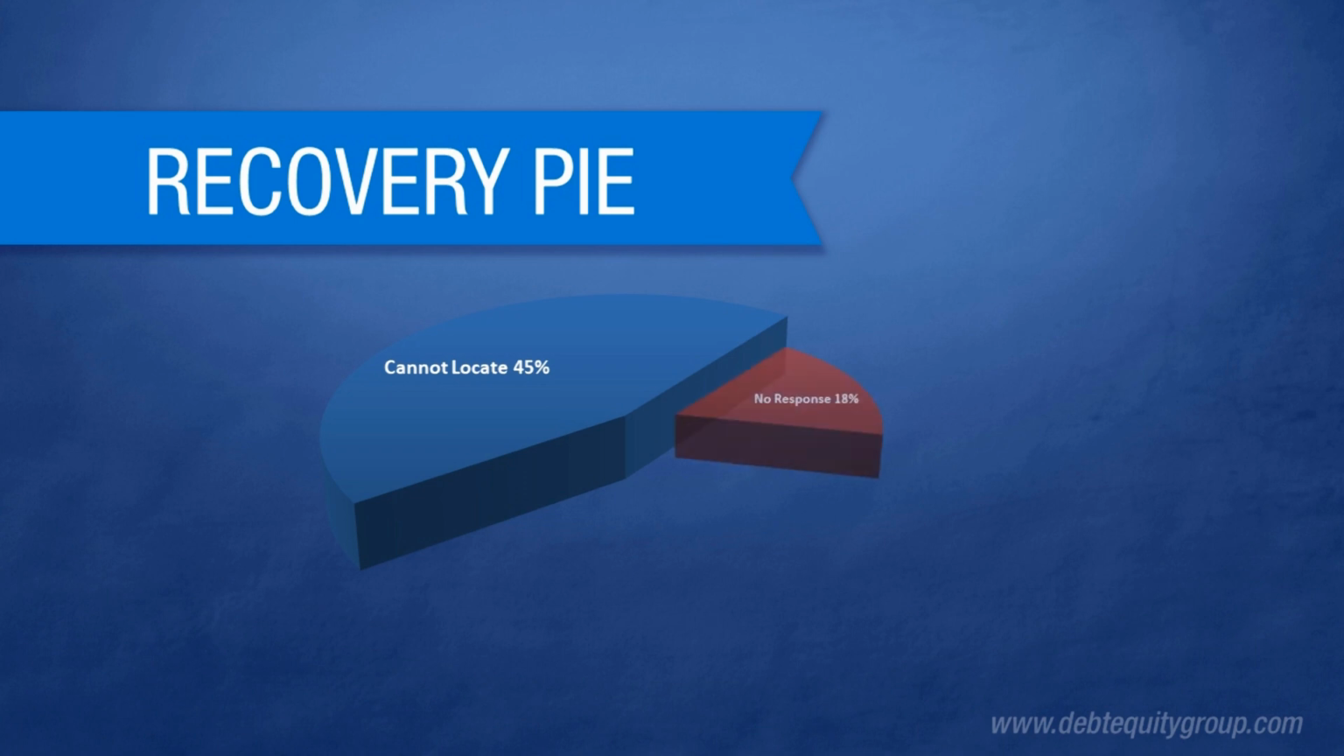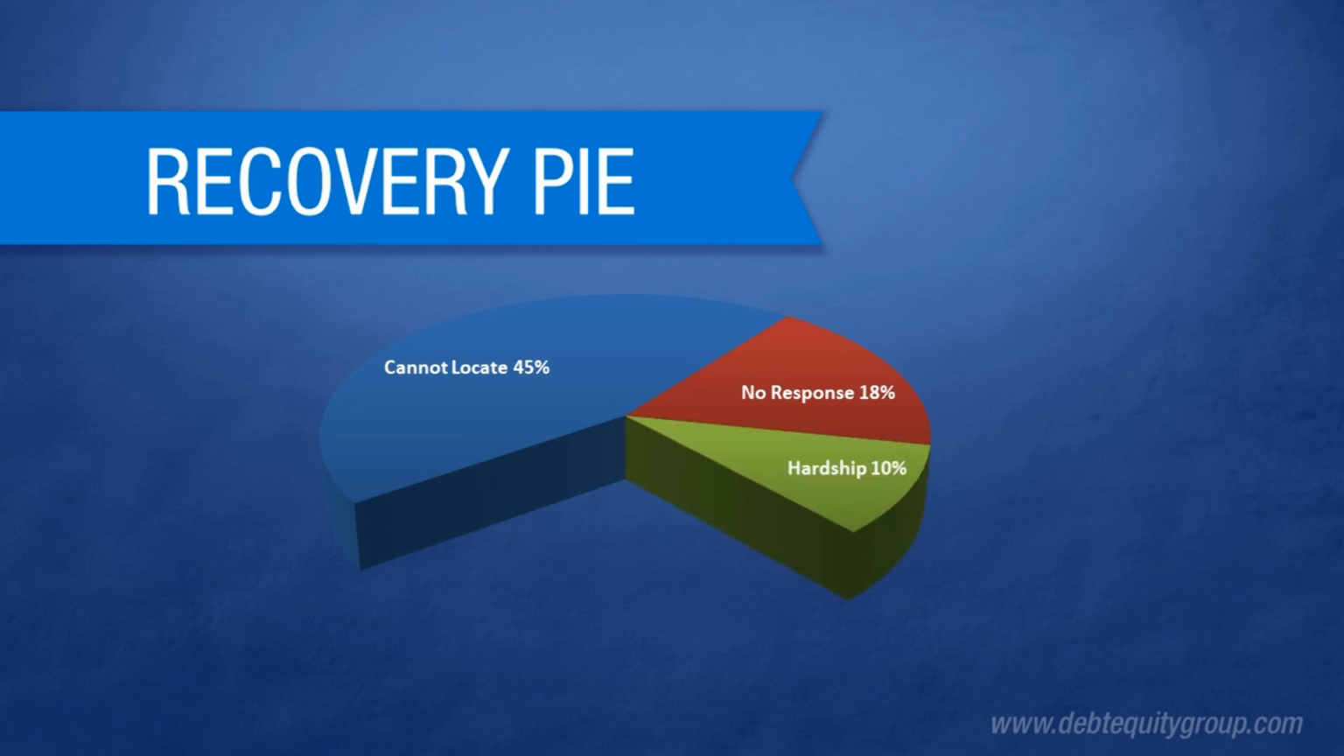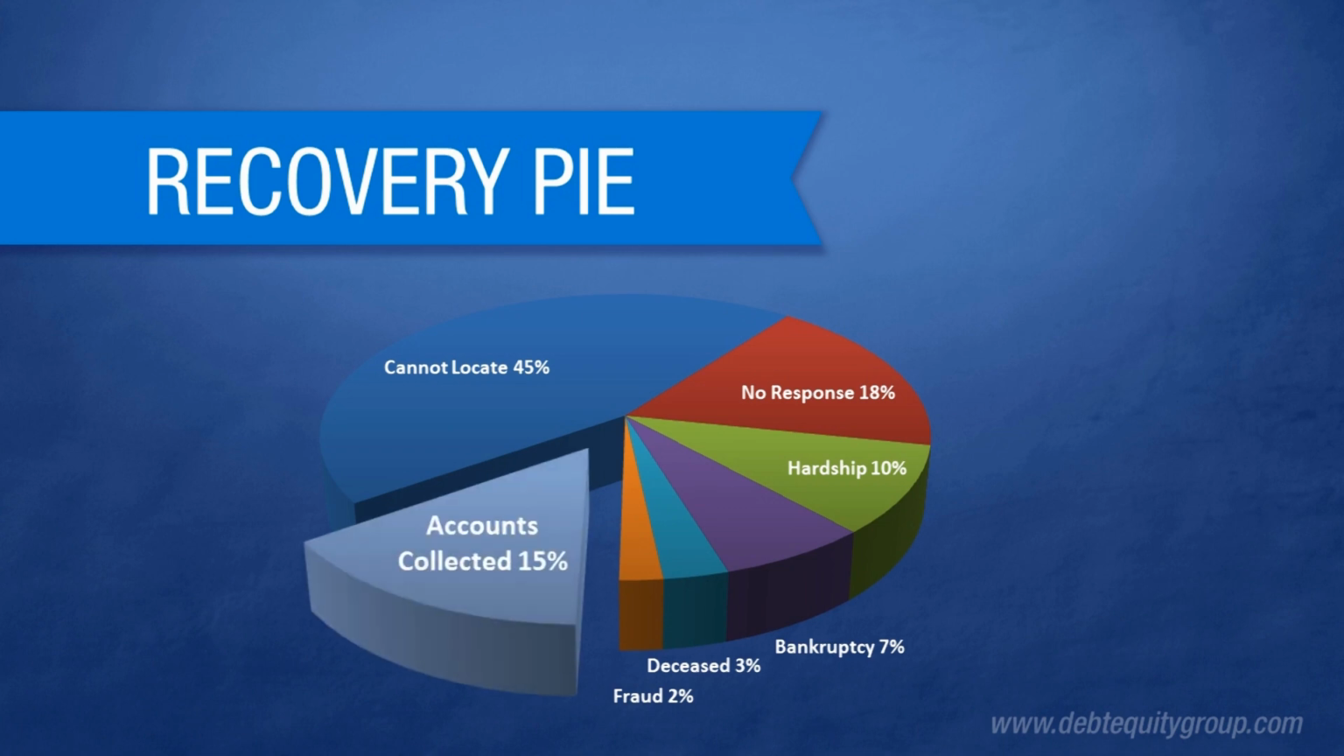18% of the ones we can contact will never return a call. They'll never answer their phones or any of the legally required written notices that we send. 10% of the people will have a genuine hardship that makes repayment impossible, and 7% of our file will file for bankruptcy. So you can see at the bottom of the chart that only about 15% of the accounts purchased are actually collectible during the time that we own them.